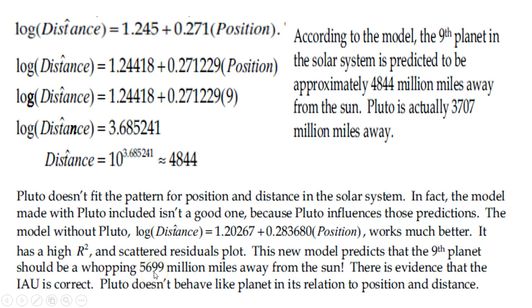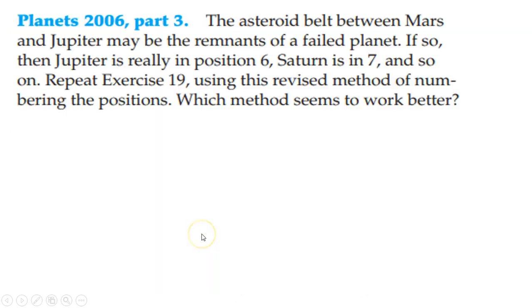But what they're saying is if I took that away, I might even have a more accurate model in doing this. Pluto doesn't behave like any of the other planets do, is the point, if you were to use this model and its position and its distance away. The asteroid belt between Mars and Jupiter may be the remnants of a failed planet. So meaning it tried to be a planet, but maybe it blew up, or maybe it just never mustered. But if so, then Jupiter is really in position 6.